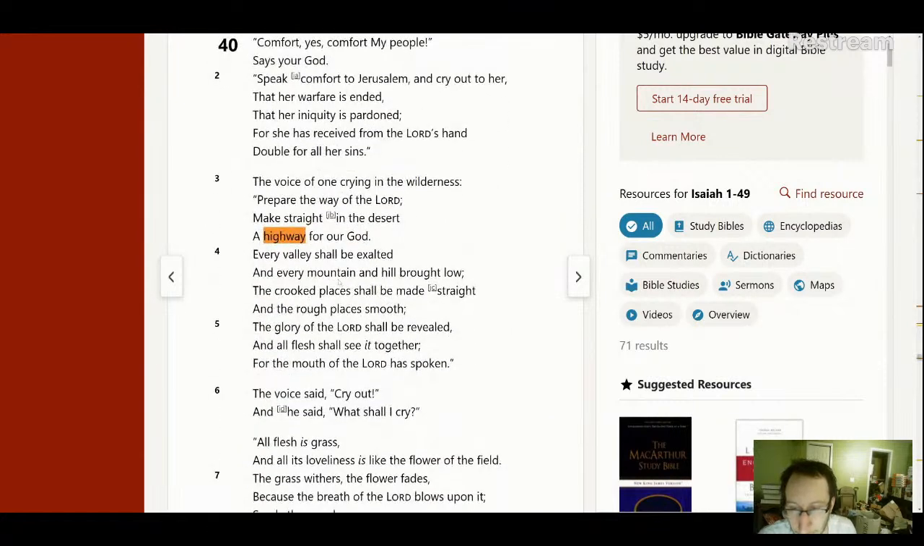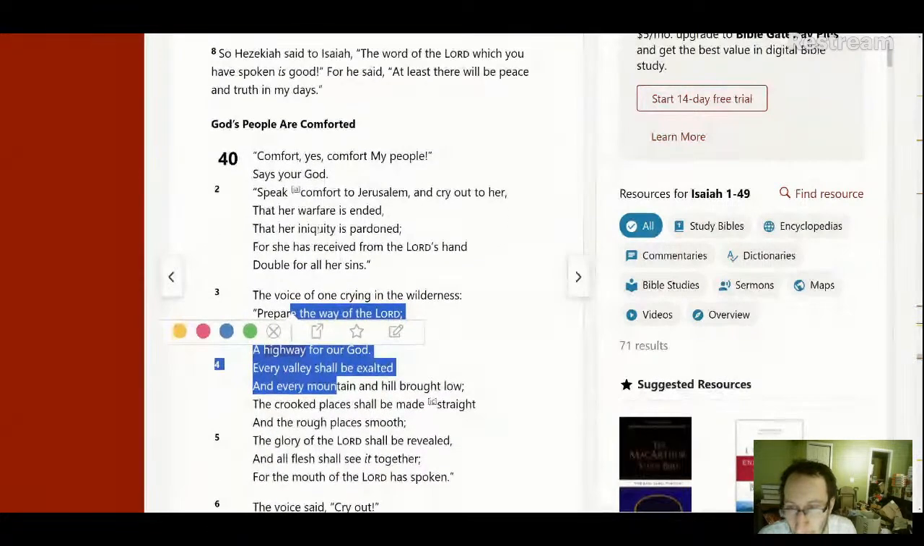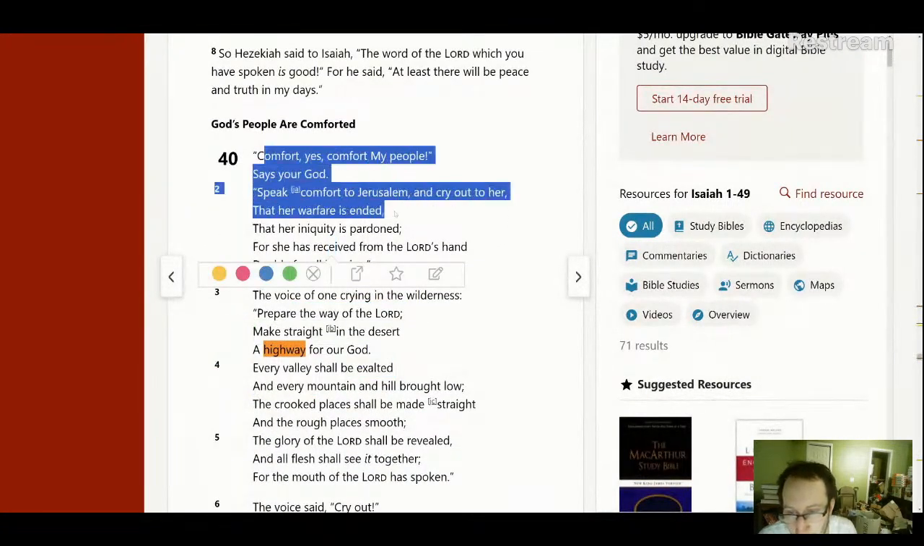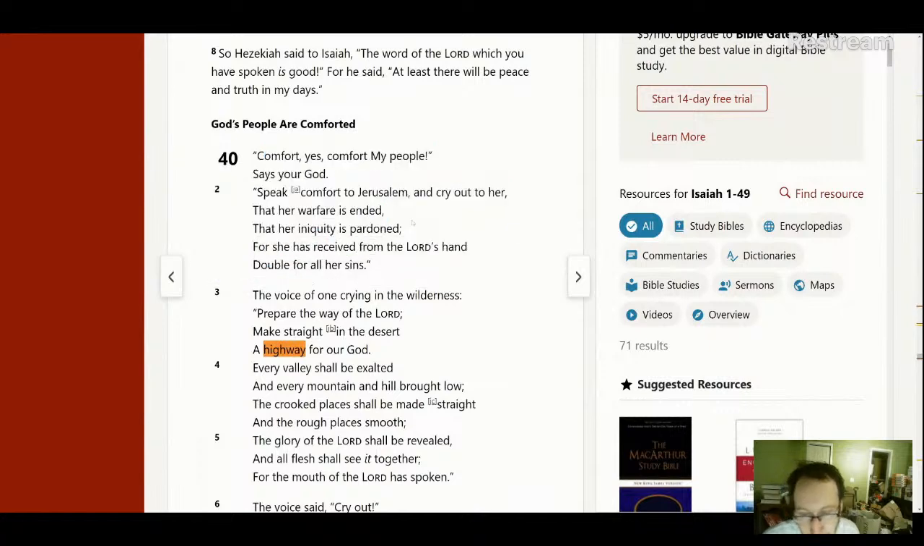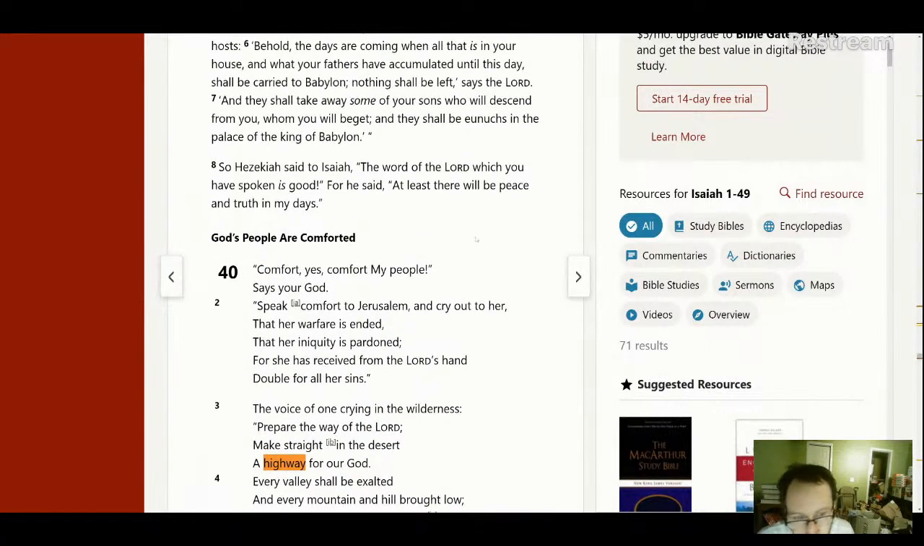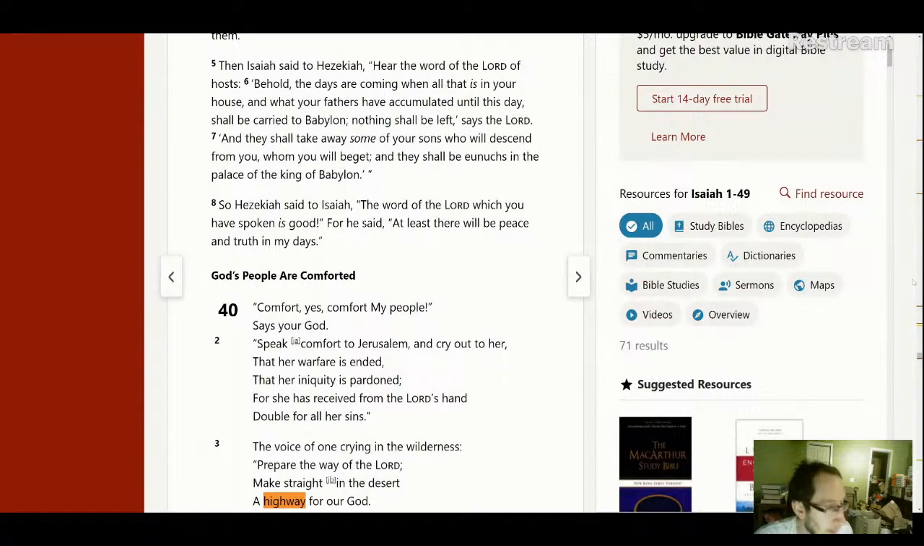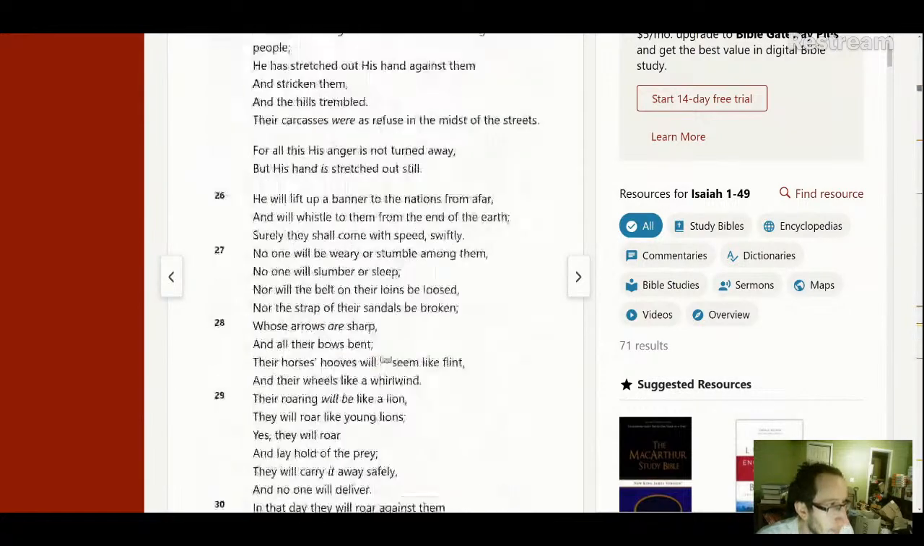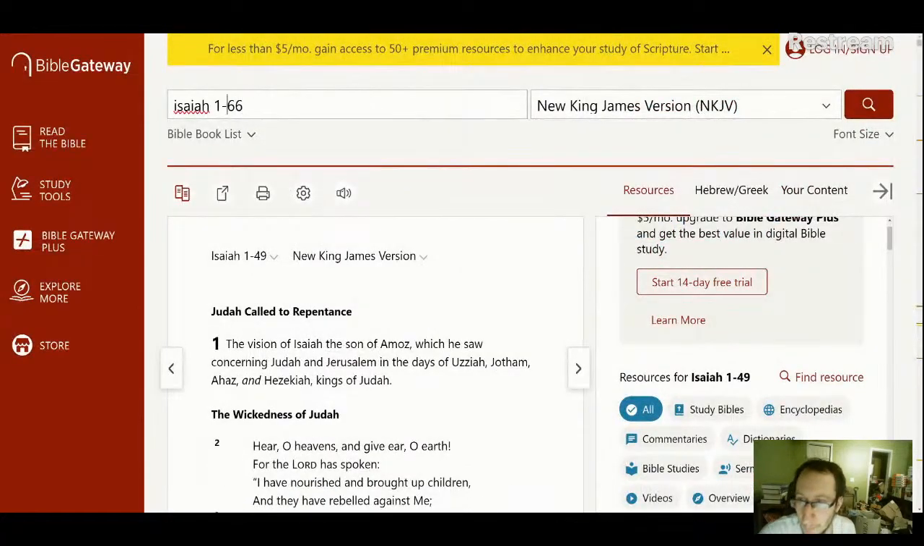Chapter 40. So now watch this. If we take 36 to 39 and remove it, based on the view that it was added from 2 Kings into the text, now we're going to see something. So we'll remove, let's just do chapter 30 to 35 and then 40.